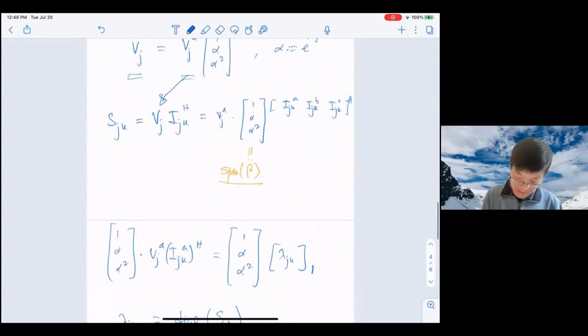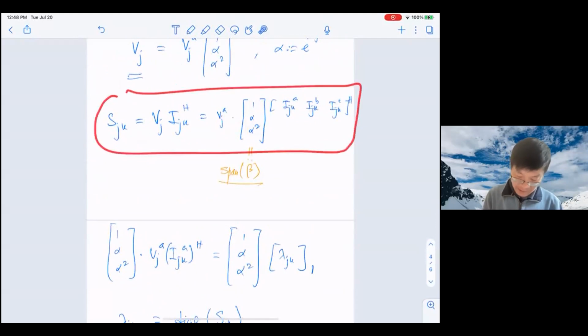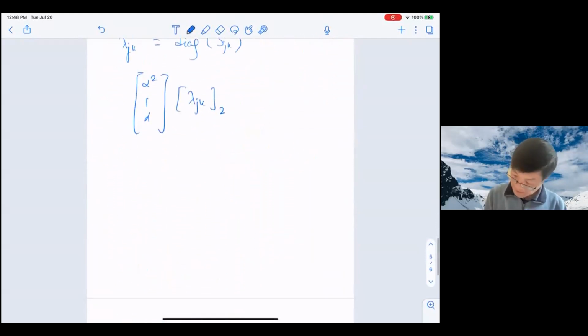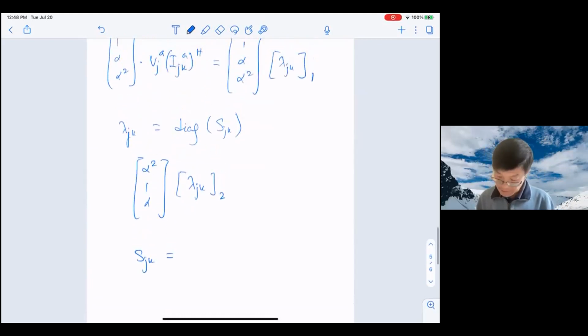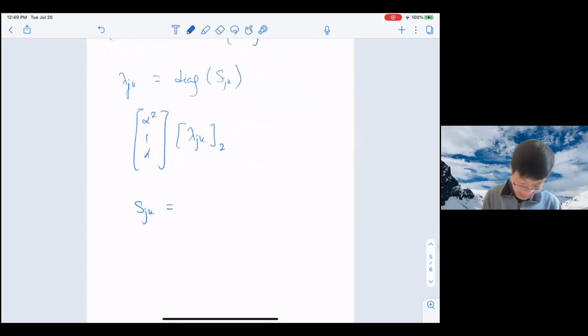So putting all this together, you will get from this relationship the following, which is SJK equals a 3 by 3 matrix gamma, which I'm going to write down, times the lambda JK, which is 3. So lambda is a matrix.